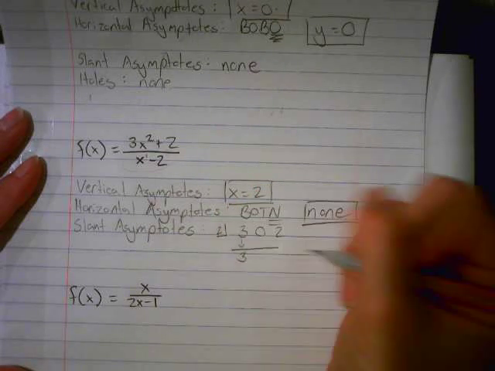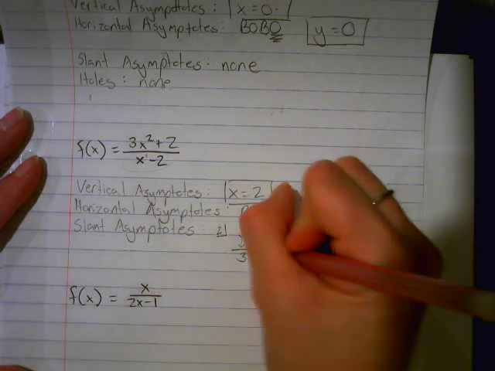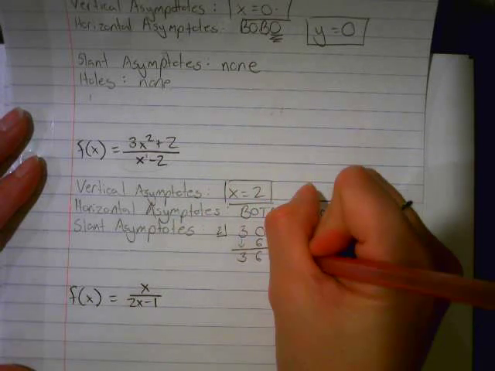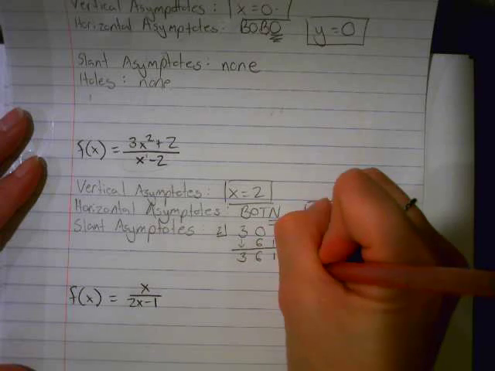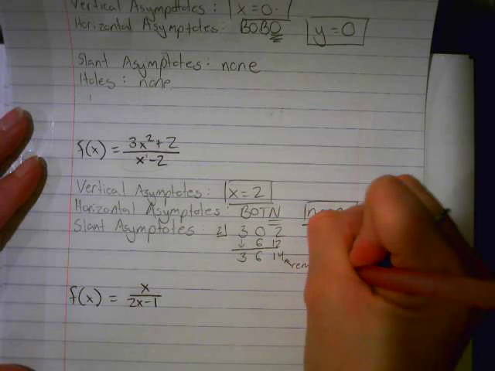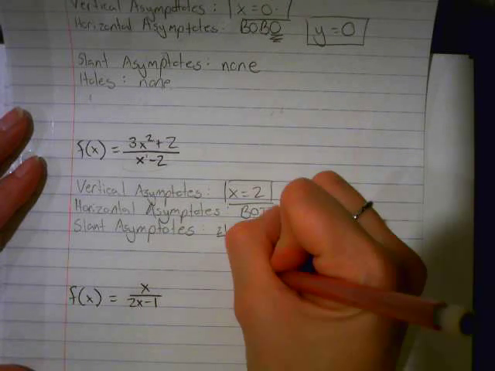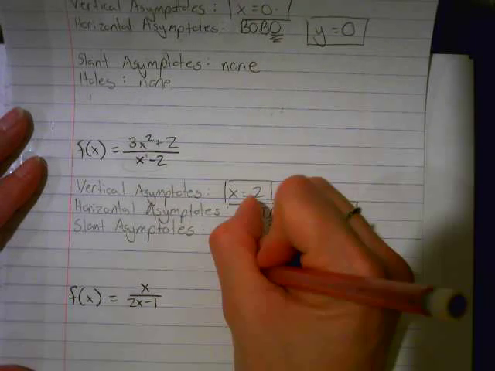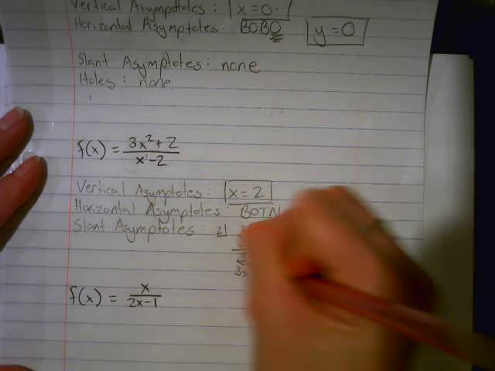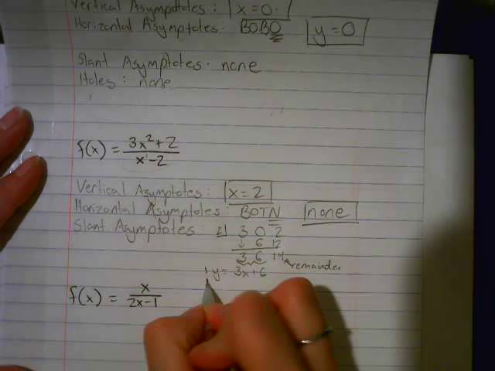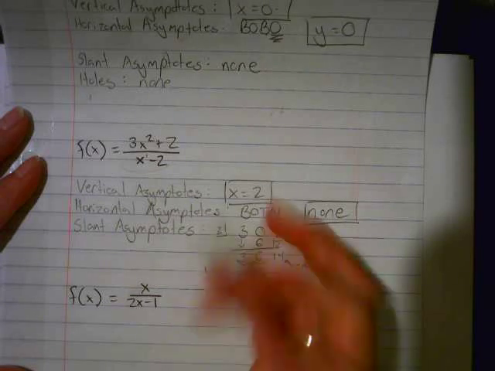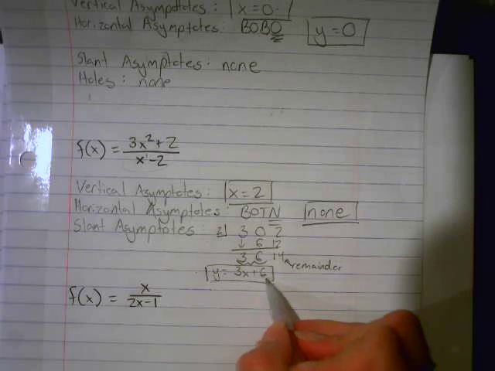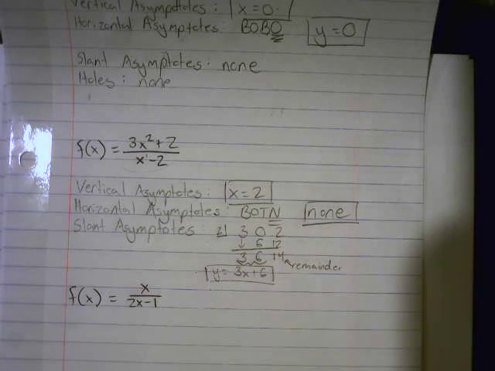Bring down my 3. 3 times 2 is 6. 0 plus 6 is 6. 6 times 2 is 12. 12 plus 2 is 14. So 14 is my remainder, and 3 and 6 are the coefficients of my quotient polynomial. Since it was squared, now it's to the first power, 3x plus 6. So the equation of my slant asymptote will be y equals 3x plus 6. Remember, it's just the quotient polynomial, not the remainder.